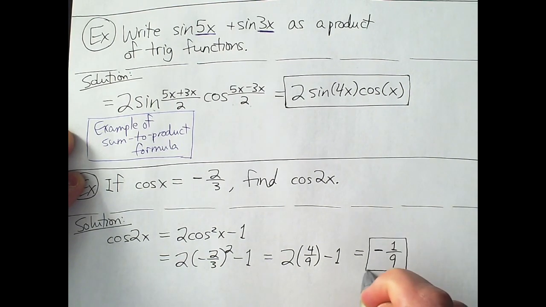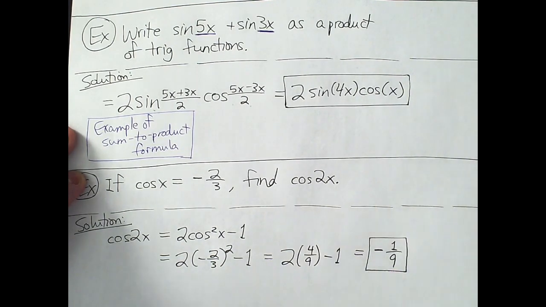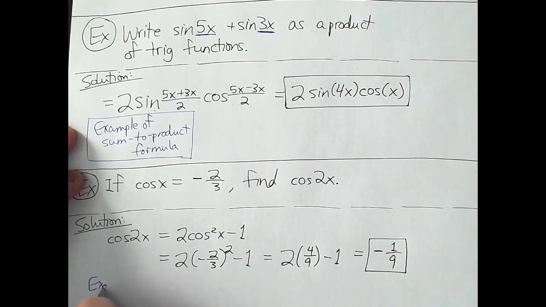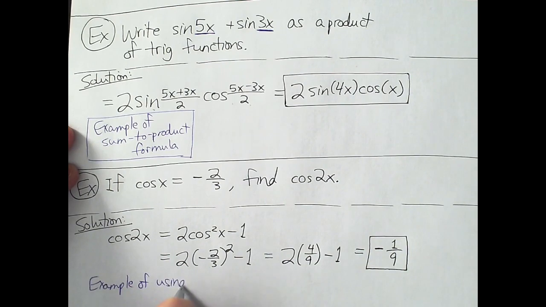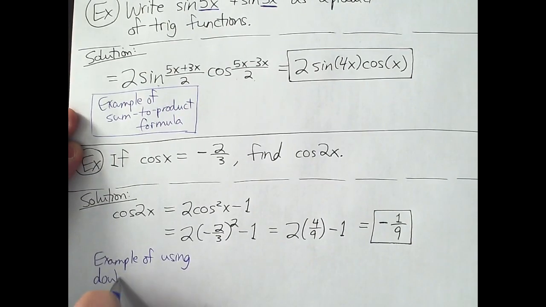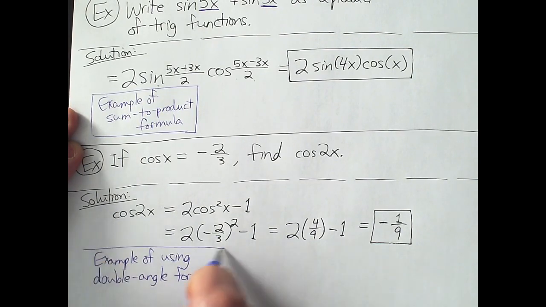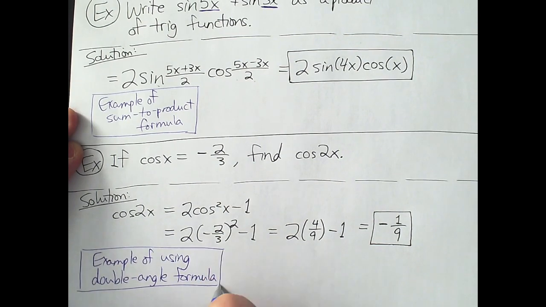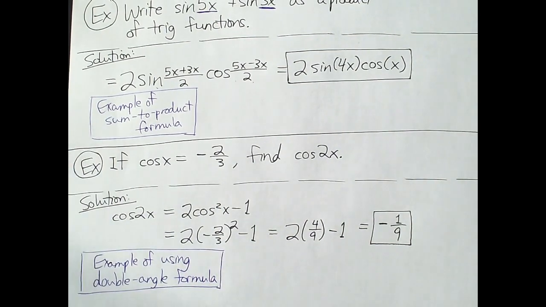So we used, in fact, I'll write this. This was an example of using a double angle formula. It's one type of problem you could see that uses a double angle formula. The fact that this asked for cosine of 2x, that's basically what clued me in that a double angle formula would help.